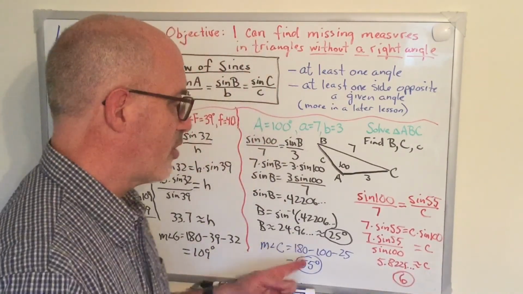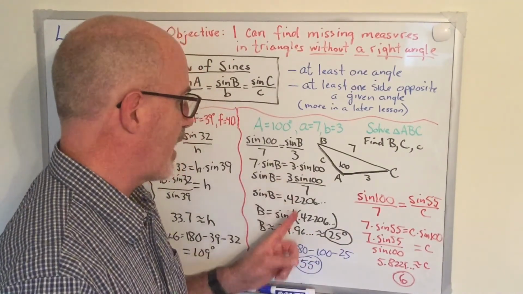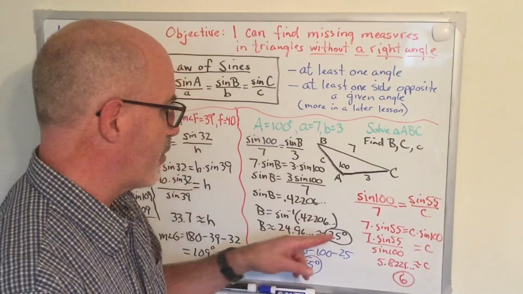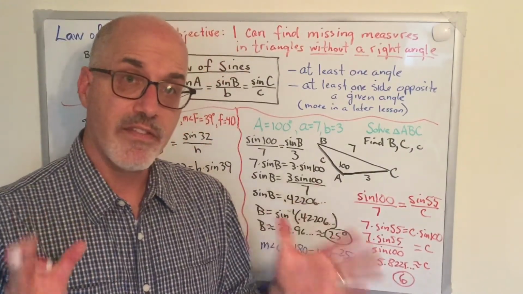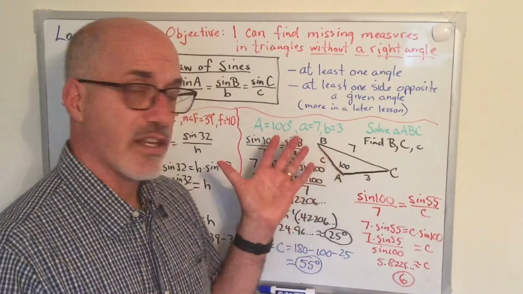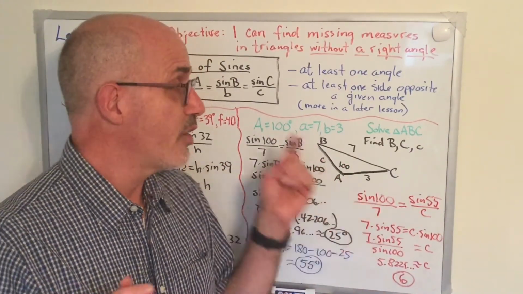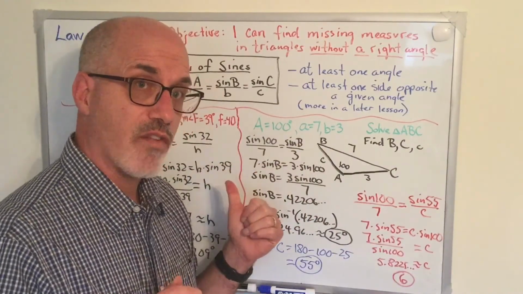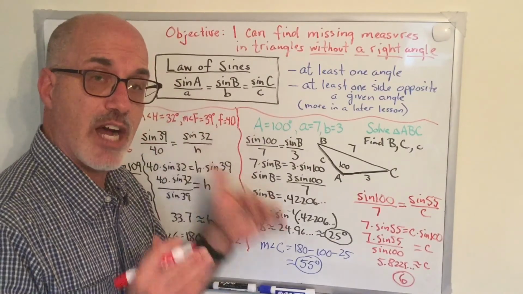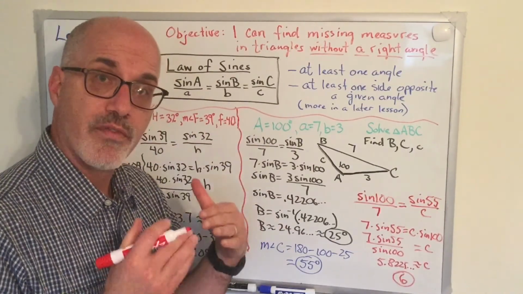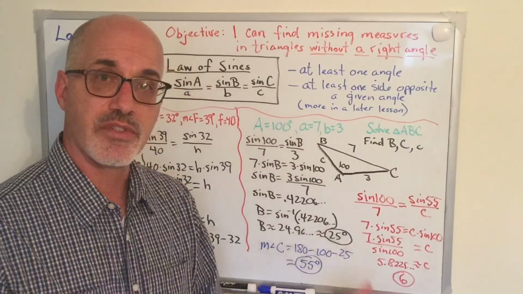So I have my two missing angles: my angle C, which is 55 degrees, and my angle B, which is 25 degrees. I've got my side C, which is 6. So if you start off with a triangle where you either don't have a right angle or you don't know whether there is one, you can use the law of sines to solve it. Set up the ratios of sine of the angle over the side opposite it, and solve that proportion that results. Find the missing information, and you've solved your triangle.